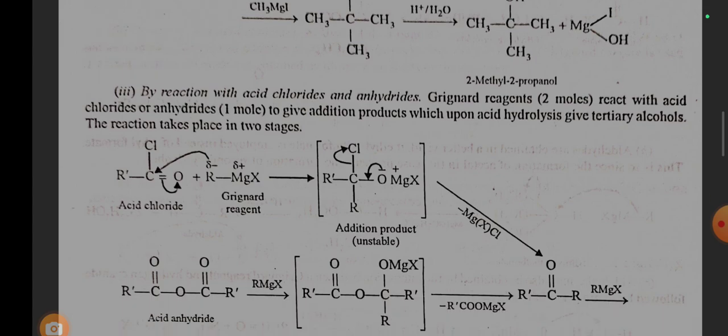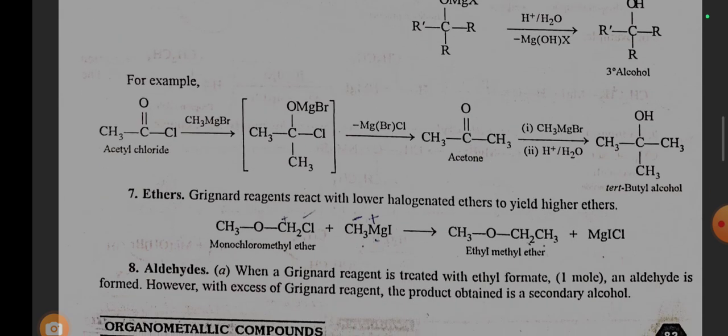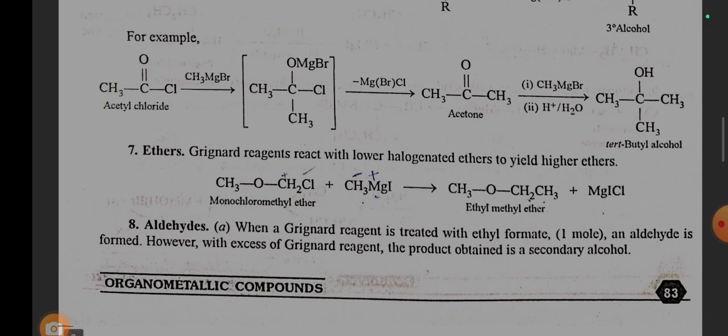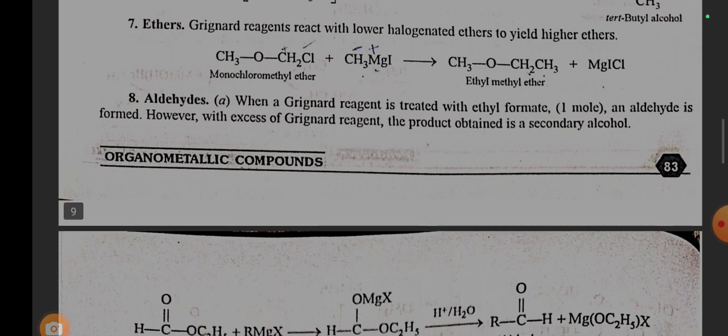3. By reaction with acid chlorides and anhydrides. Grignard reagent reacts with acid chlorides or anhydrides to give addition products which upon acid hydrolysis give tertiary alcohols. The reaction takes place in two stages. For example, acetyl chloride on reaction with CH3MgBr gives an addition product which gives acetone, and after this again with hydrolysis it gives tert-butyl alcohol. 7. Ethers. Grignard reagent reacts with lower halogenated ethers to yield higher ethers. Monochloromethyl ether plus CH3MgI gives ethyl methyl ether plus MgICl.